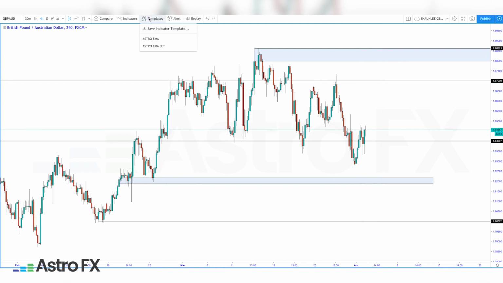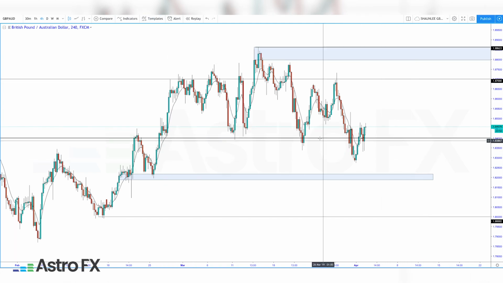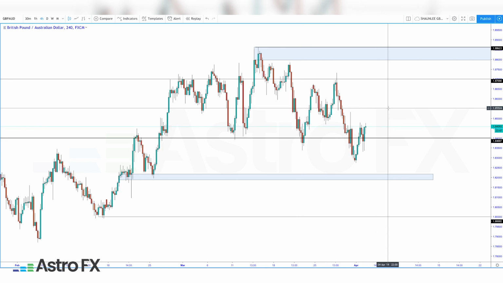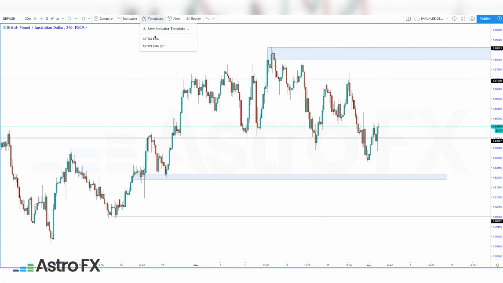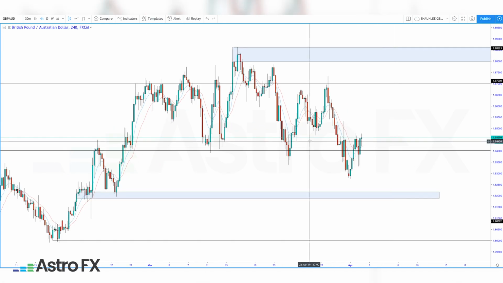So previously we set up the Astro EMA, which is right here, and it comes down to number one, do you want any EMAs on your chart? Do you want just the 8 Astro EMA, or do you want the 8 and the 14? So let me go into the 8 and the 14. I've already set up the template for this.